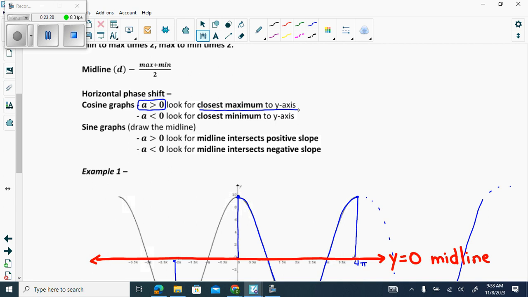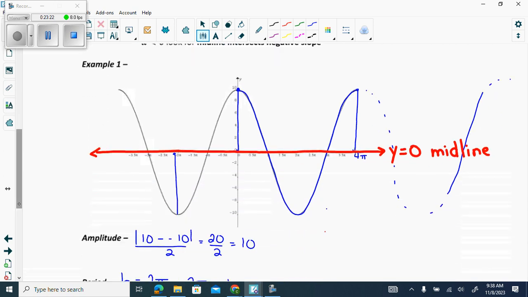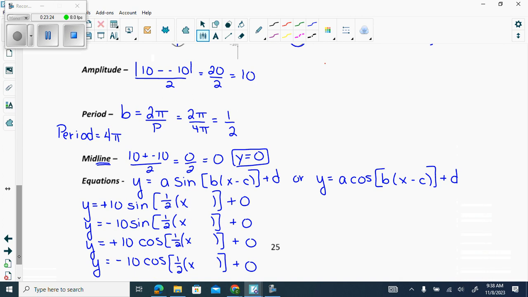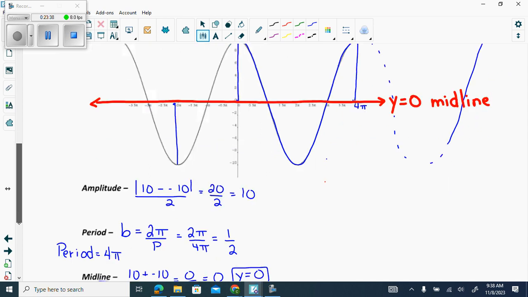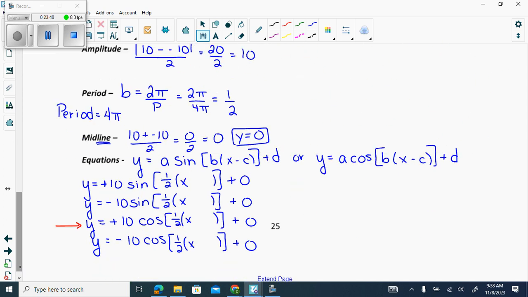So let's look at this one. We're only doing positive coses. So do you see I have 4 equations? Cool. I'm only doing these ones right now. Positive coses. Okay? Is my maximum off the y-axis? No. So what type of phase shift did I have? None. So I'm actually done.